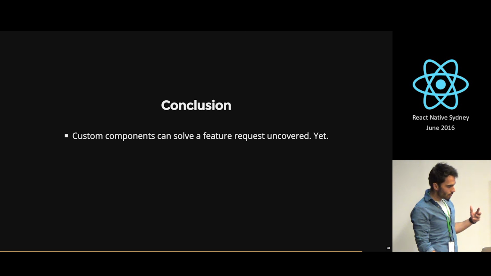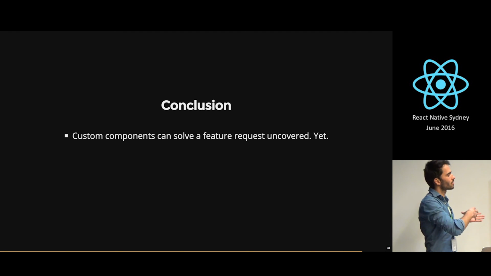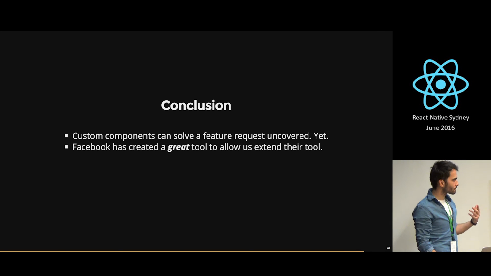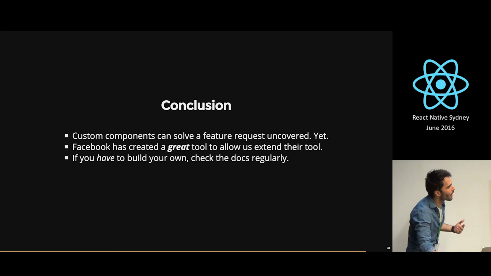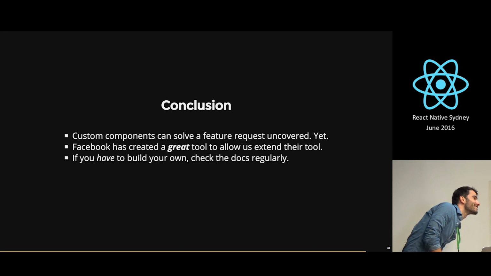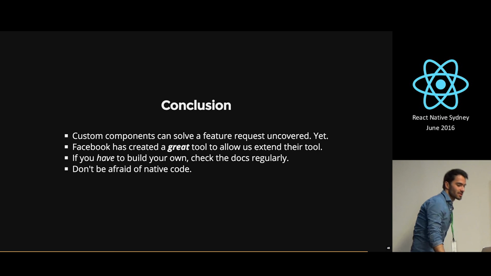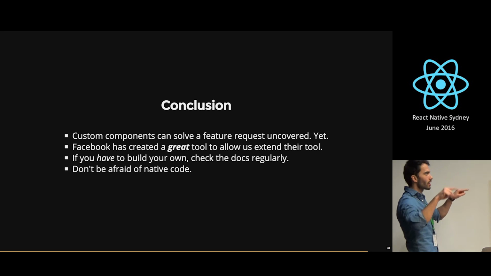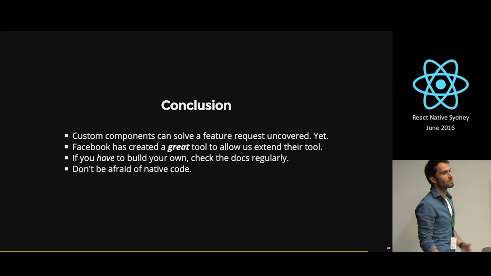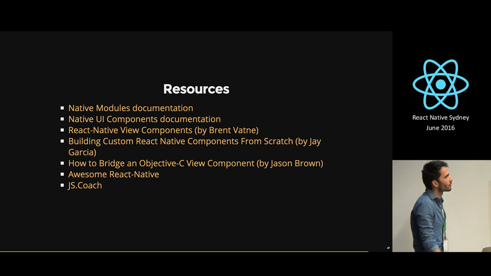As a conclusion to that, I'd say custom components can be an easy way for you to fuse the world of the native into JavaScript and extend the API yourself. Facebook has created a great tool, the bridge module is really cool and powerful. If you have to build your own, I would recommend checking the docs. And don't be afraid of native code because it looks a bit weird, especially with brackets and stuff if you're not used to it. But as soon as you understand it, don't be afraid of it.